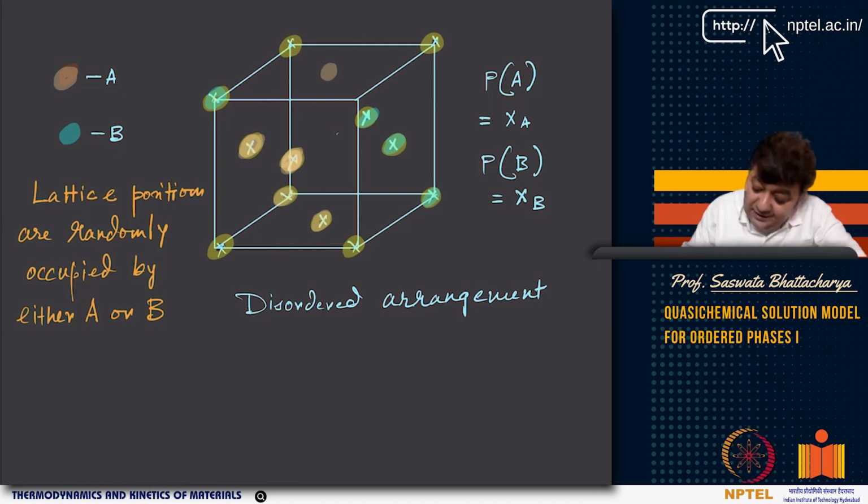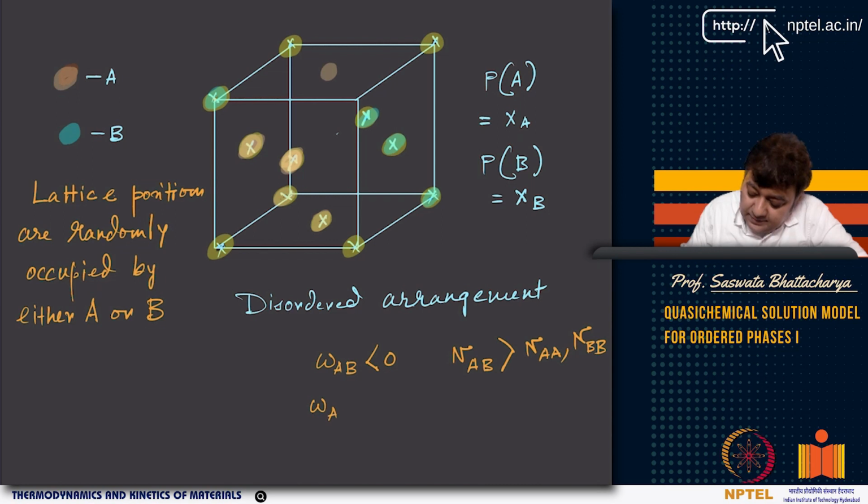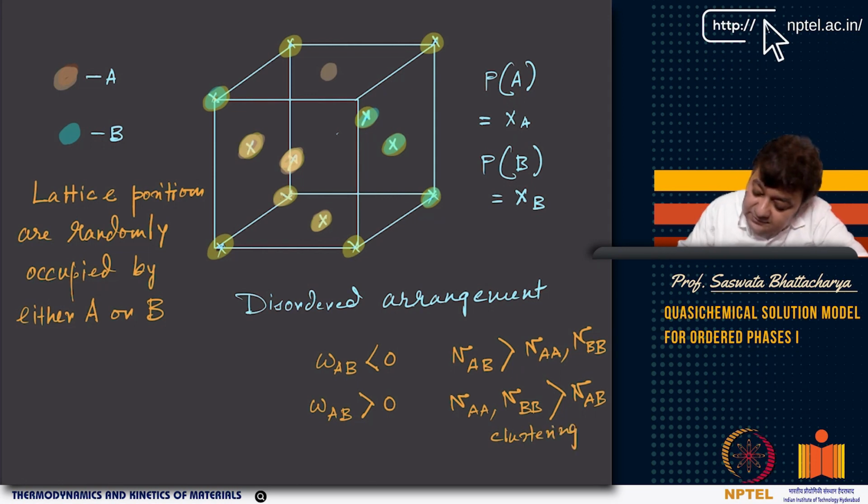In the disordered arrangement, you can have omega AB. When it is less than 0, you can have more AB. What you are telling here is that NAB is greater than NAA or NBB in a binary solution, and for omega greater than 0, you are telling that the number of BB and AA bonds is greater than NAB, which is fine because this is called clustering. That's what you are calling clustering, and this is basically order.